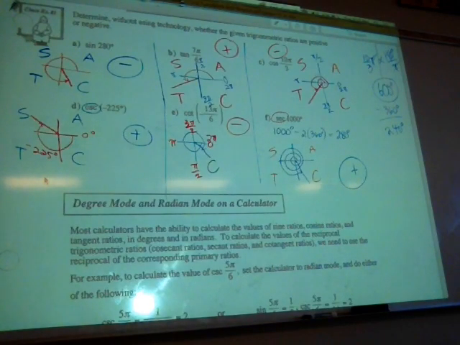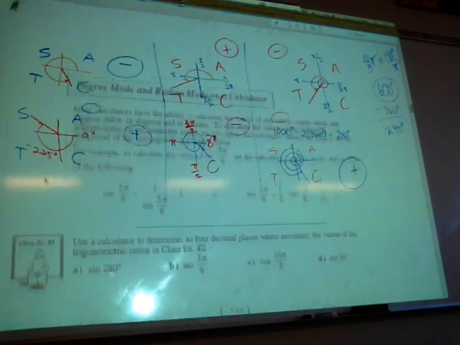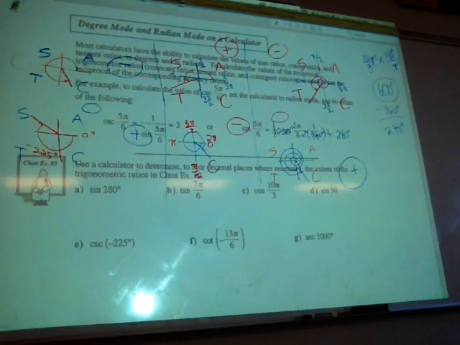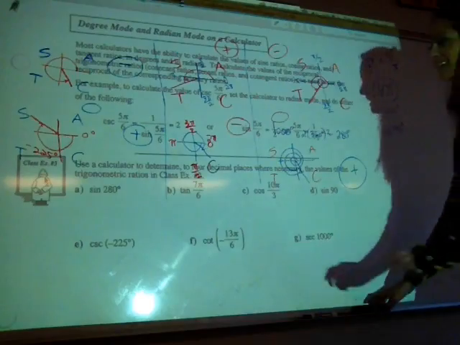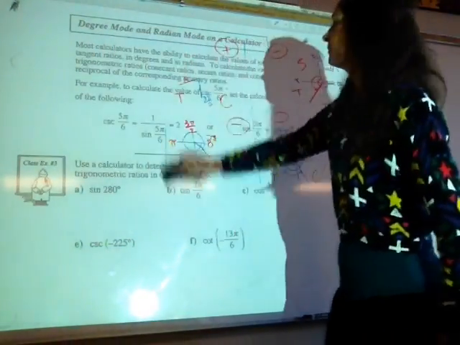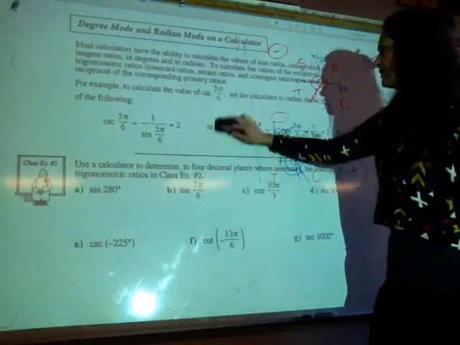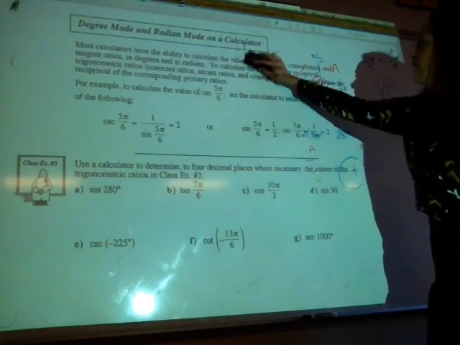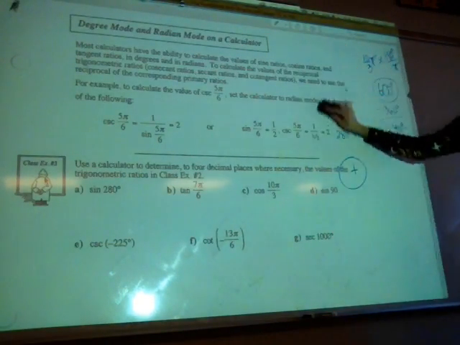Alright, so using the CAST rule, we can determine if the ratio will be positive or negative based on where it terminates. Okay, but we also have this handy device called our calculator, and that will help too. So you'll notice that in question 3, it's the exact same questions as we just did. But this time we're going to use our calculator to figure out the ratio. And that ratio will be positive or negative.